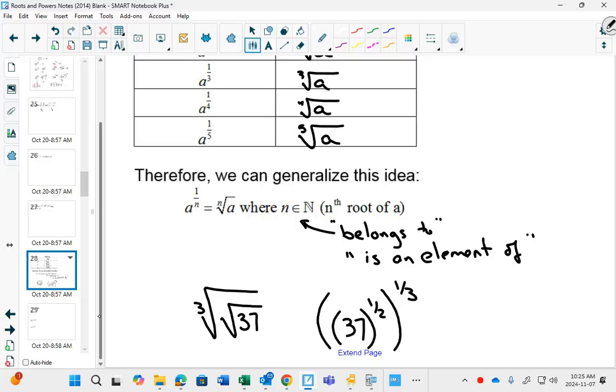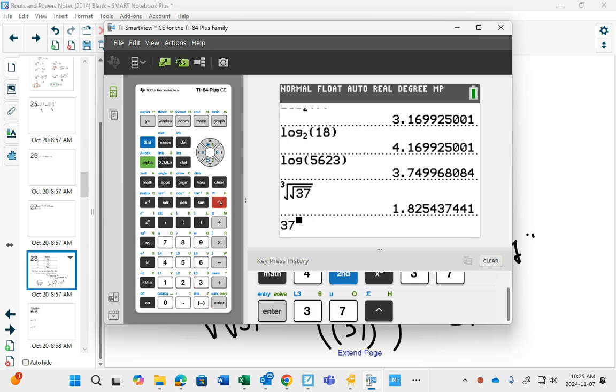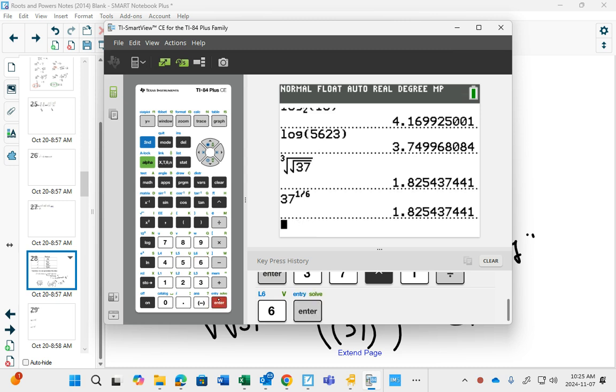And then I have exponent laws. What's the exponent law for an exponent to an exponent? It multiplies. So this should equal 37 to the 1/6. So I'm going to check that on my calculator. If I do 37 to an exponent of 1/6, do I get the same answer? I do. That makes me happy.